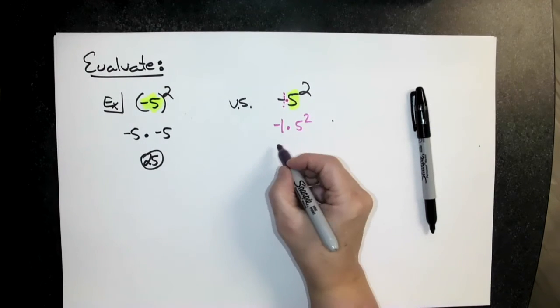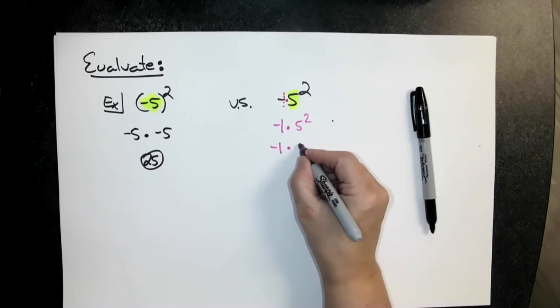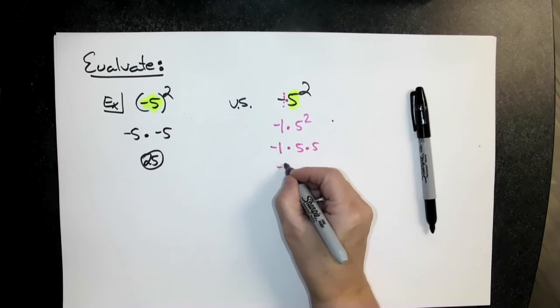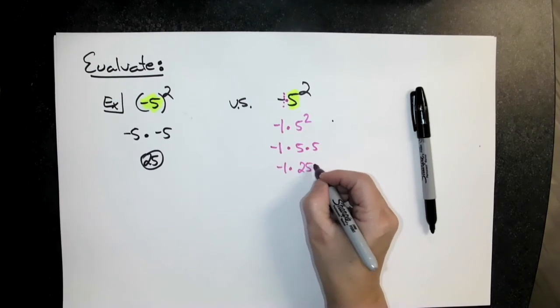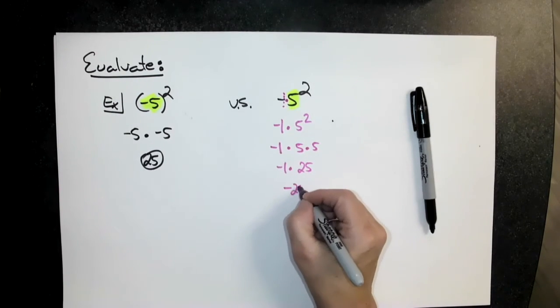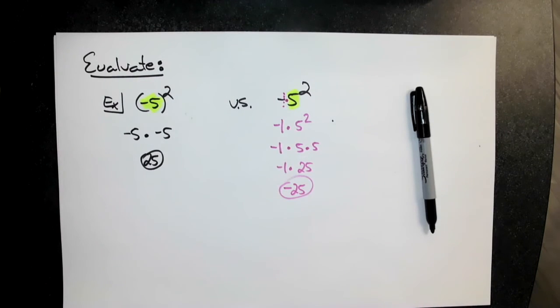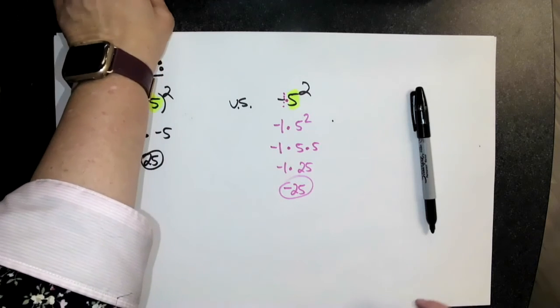So if I did this, I would be doing negative 1 times 5 times 5, negative 1 times 25. Overall answer is negative 25. So when you enter it like this and it gives you a negative 25, it really did do it right. Okay.